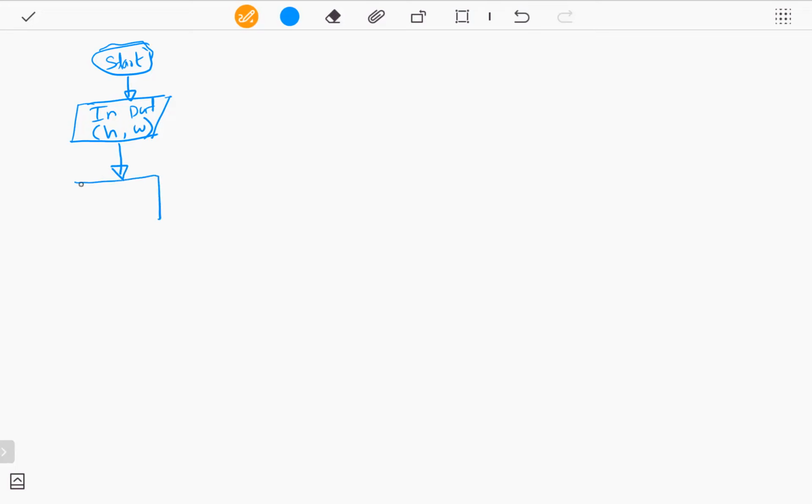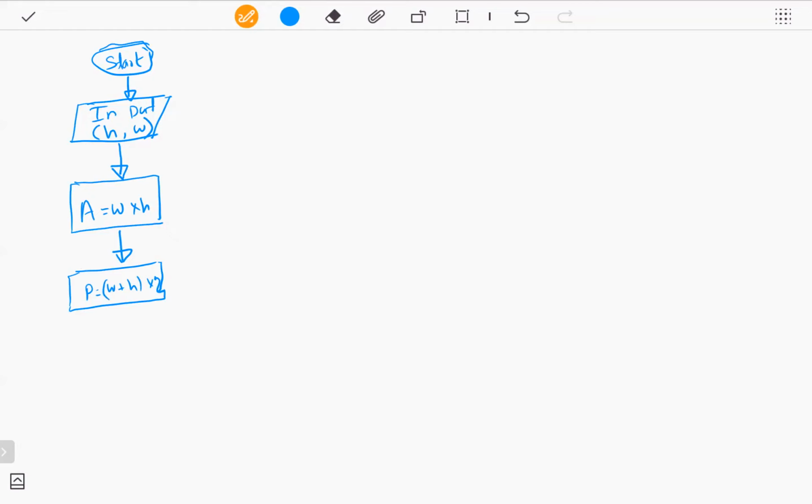First rectangle for calculating area. Area means A equal W into H. The second rectangle for the second process to find the perimeter, P equal W plus H into 2. Right. That's okay. That's enough. These are the things you want to represent inside the symbols.